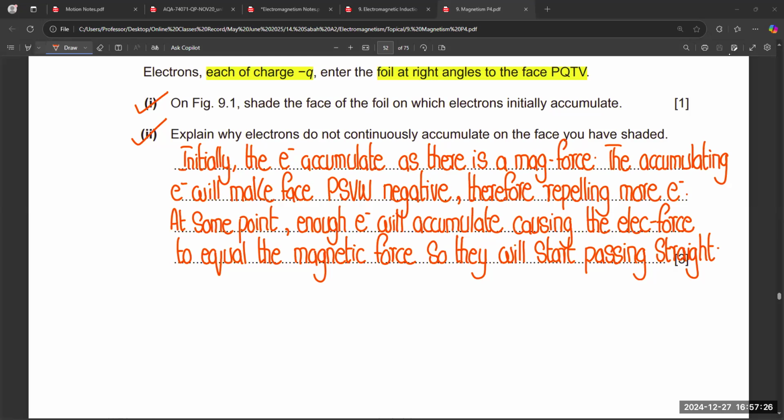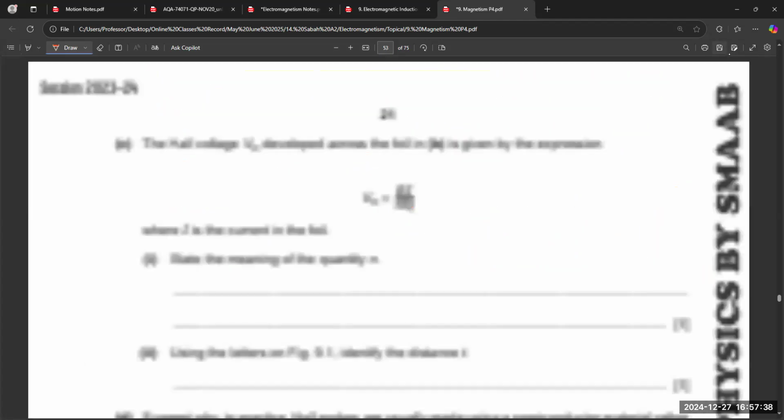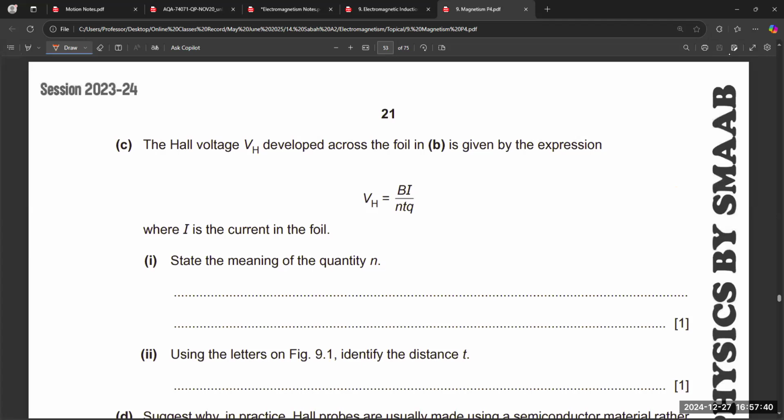So these are the first two initial parts related to the Hall probe. The rest of the question: now the Hall voltage VH develops across the foil in B, given by this expression, just like we derived. What is the meaning of the quantity n? So we already know this is the number density of electrons.